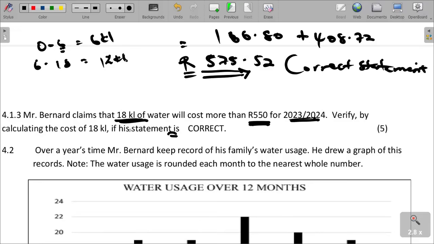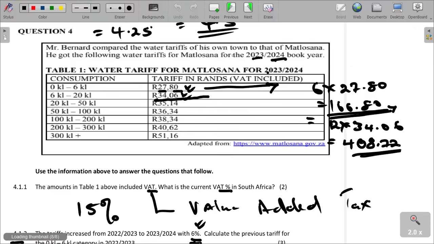So it is correct, because when we calculate, you need to categorize this. You need to break down the tariffs that are given here, which are 0 to 18 liters. 18 liters falls into this category. For 0 to 6 liters first, we have 27 rand for each of the 6 liters, which gives us 166 rand 80 cents.